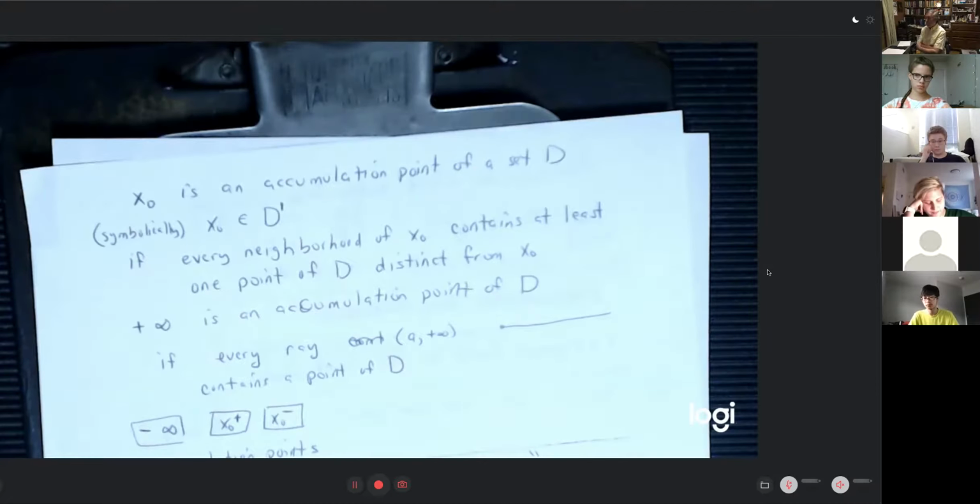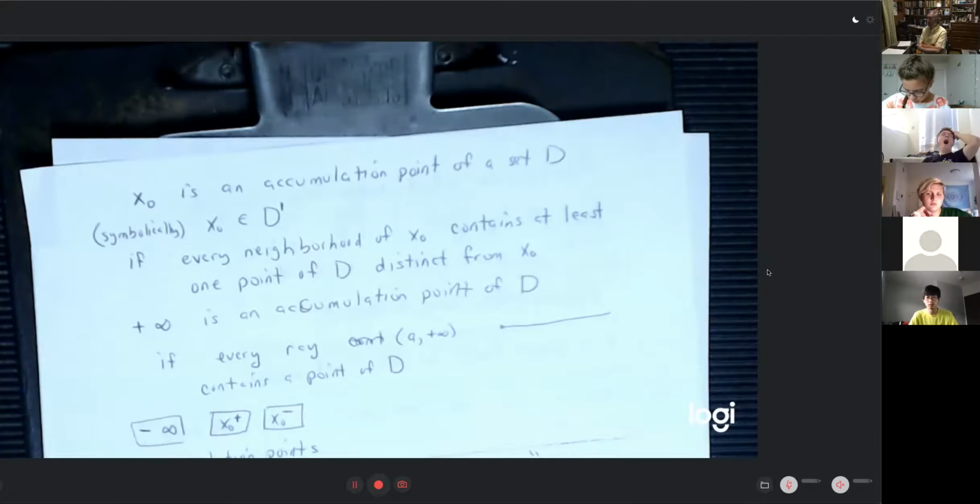You say a set is bounded if you can put the set in a big interval. If you can't put the set in a big interval, it's unbounded. If it's unbounded on the right, so that numbers that are bigger than 0 are always in the set, not every number, but something, that's called an accumulation point of infinity.